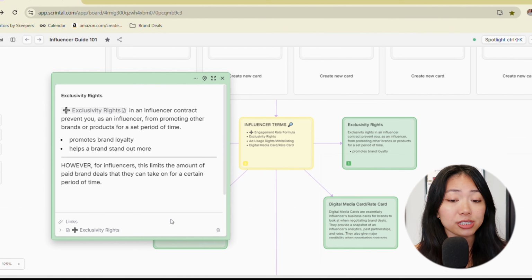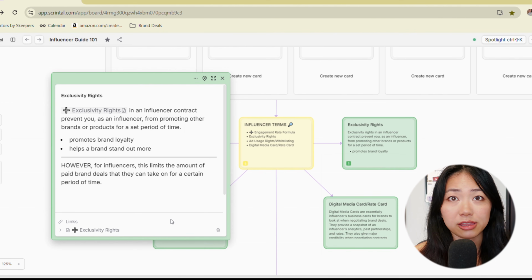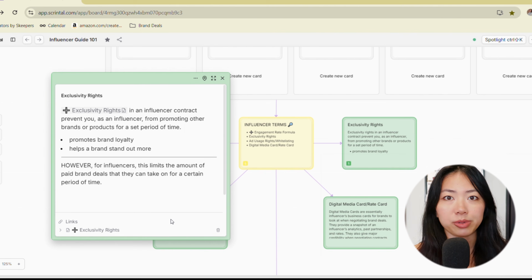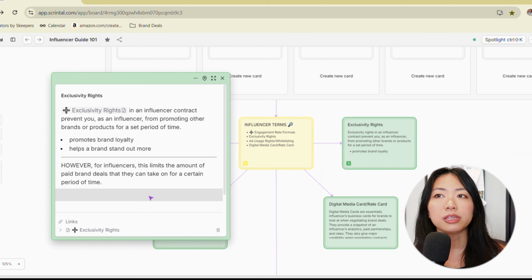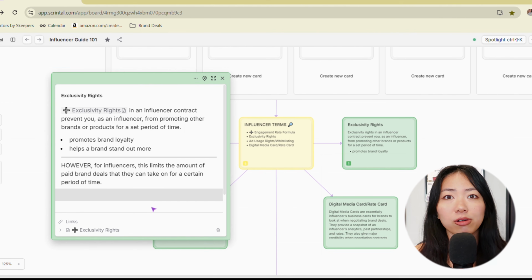However, for influencers, this can limit the brand deals that they are allowed to take on within that certain period of time. As a full-time influencer, because you'd be missing out on these brand deals, that means you'll be missing out on potential paid deals that will help you pay the bills.